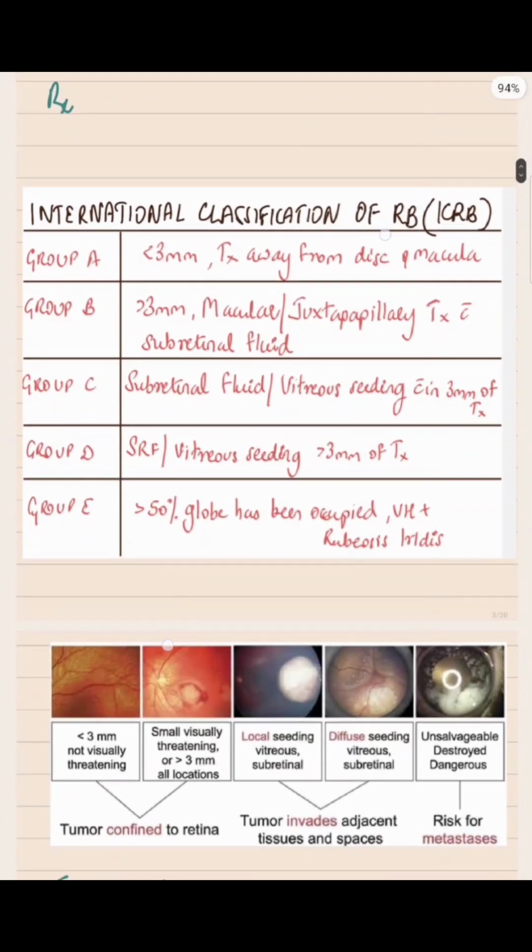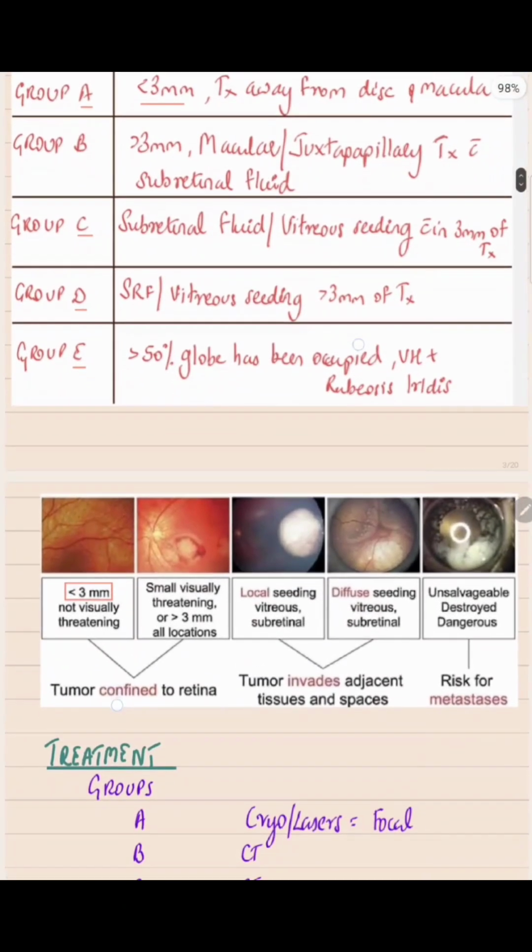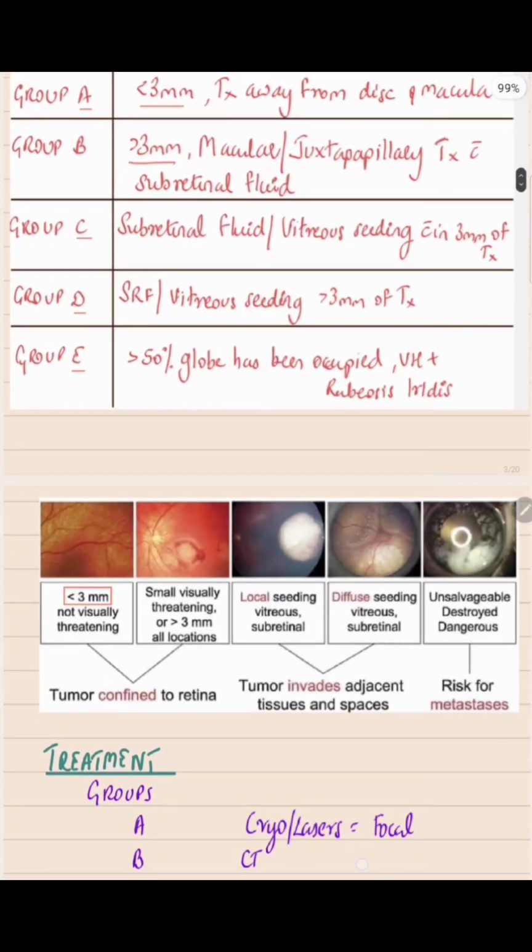Now, treatment is based on the international classification of retinoblastoma. It is divided into groups A, B, C, D and E. In group A, the tumor is less than 3 millimeters and away from the optic disc. In group B, it is more than 3 mm. In group C, there is subretinal fluid or vitreous seeding, that is confined.